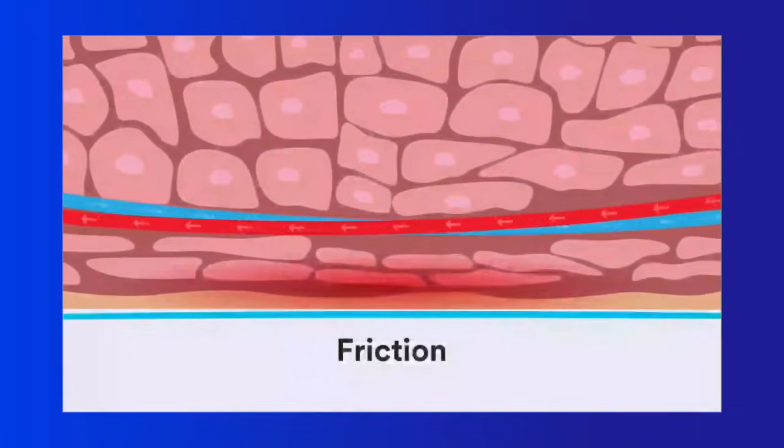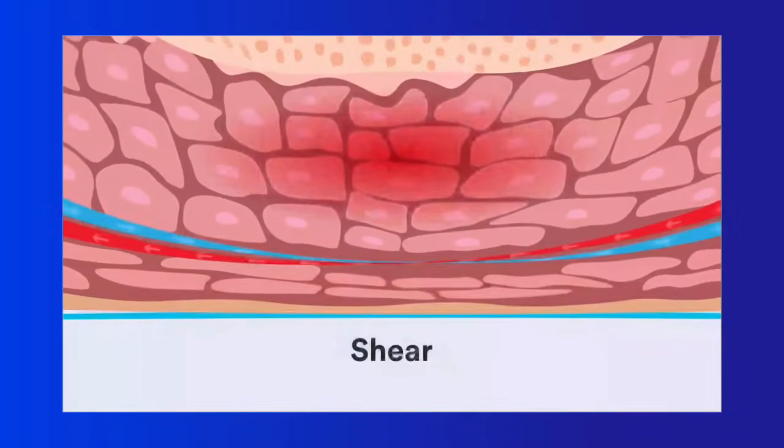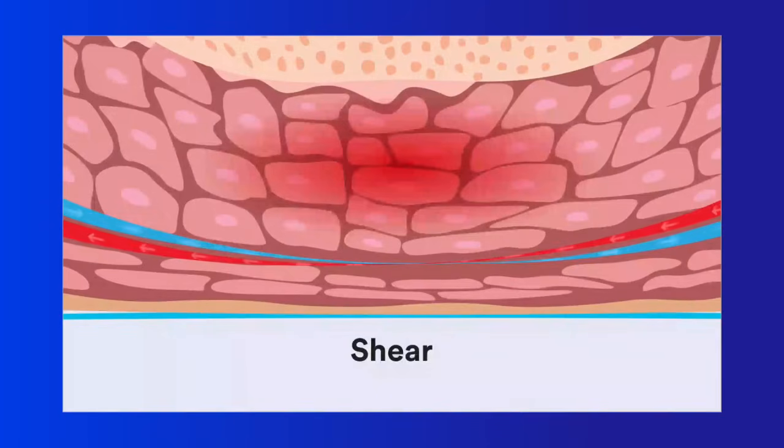While friction affects the surface of the skin, shear affects the tissues deep within the skin, leading to tissue breakdown that can ultimately lead to a pressure injury.